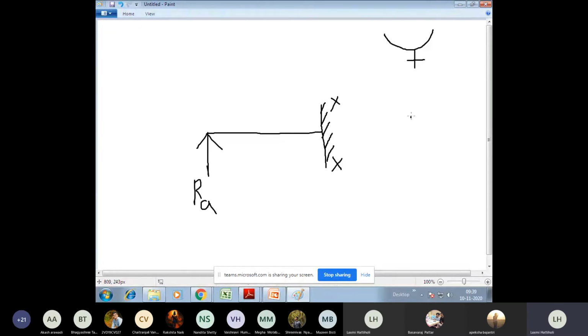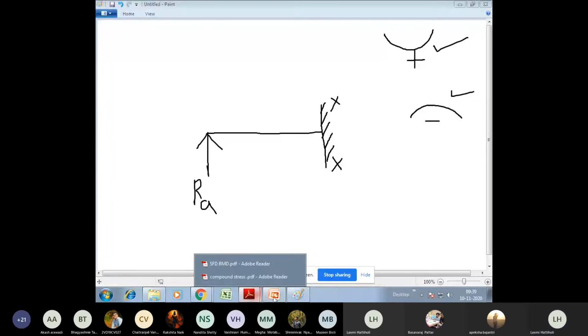Now, if you are getting it in this way, then this is considered to be negative, that is hogging. This is sagging and this is hogging bending moment. Now what I am doing here is, please observe this figure now.